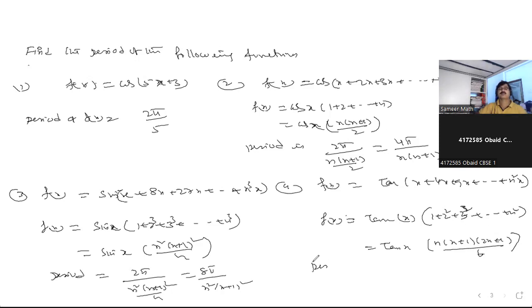Therefore, the period of f of x, directly you can say, is pi divided by n into n plus 1 into 2n plus 1 divided by 6, or else 6 pi by n into n plus 1 into 2n plus 1. Yes, you can write like this. So I hope that you understood the basic rules.